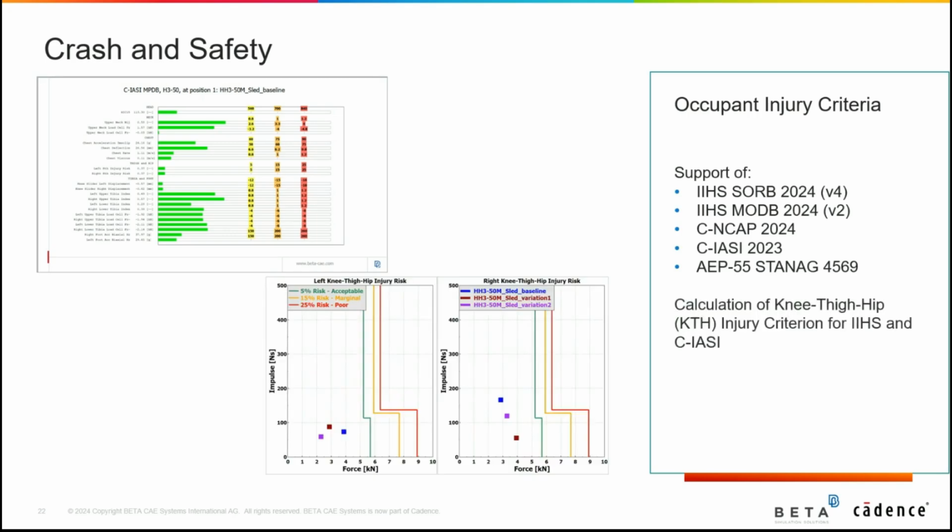Also, knee-thigh-hip injury criterion is now calculated and reported for IIHS and Chinese ISI.